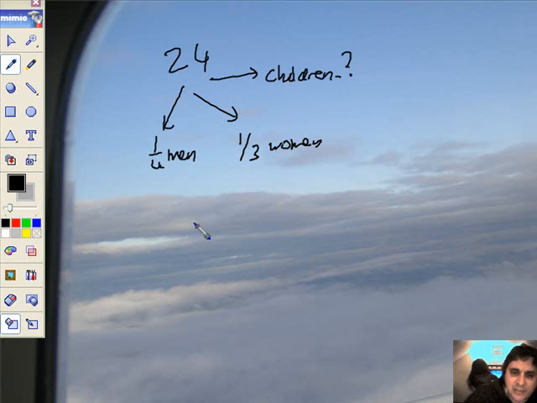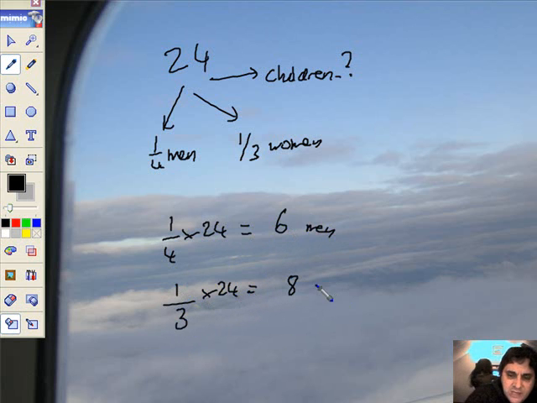Right, so if I add up, well, actually, why don't I work out a quarter of 24? Because that's really easy to do. What's a quarter of 24? Come on, anyone? 6. So 6 are men. Because it's easy fractions, I'm going to start chopping and changing and cancelling down. What is a third of 24? Well, 24 divided by 3 gives you 8 women.